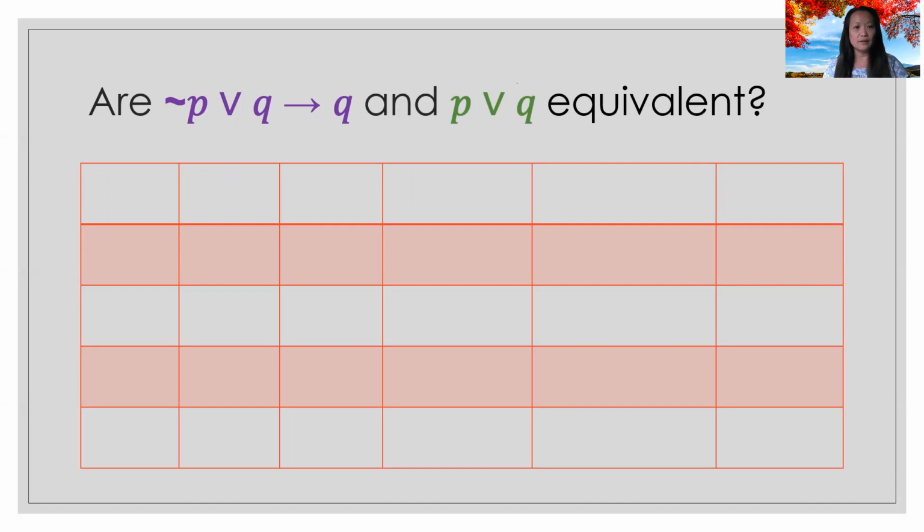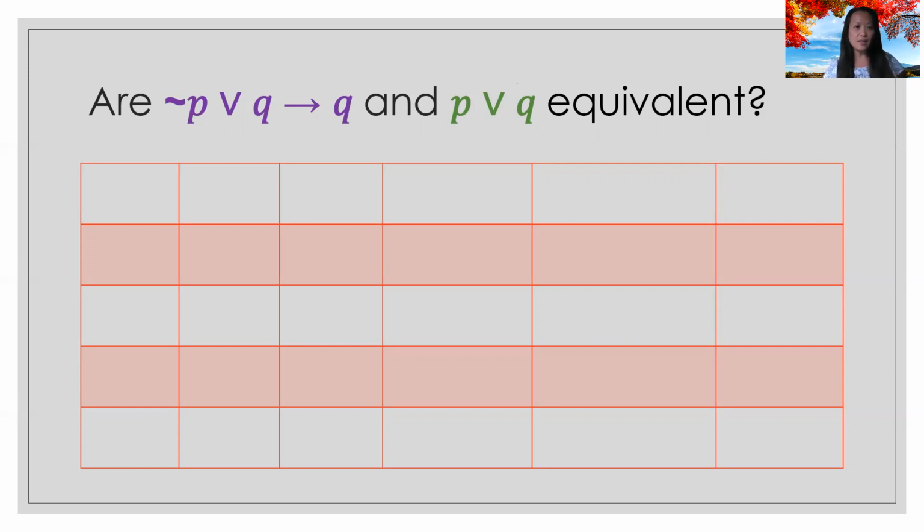Okay, so let's take a look at questions like this. Are not P or Q implies Q, and the statement P or Q equivalent? So you have two statements there, and the question is, are they equivalent? Well, let's see about their truth values. If the truth values are the same for all combinations, then we say, yes, they are equivalent.